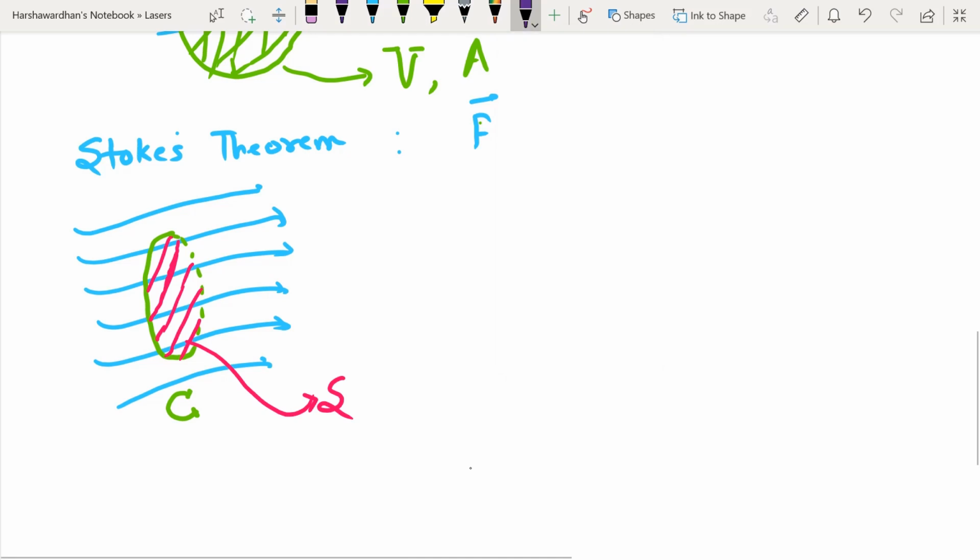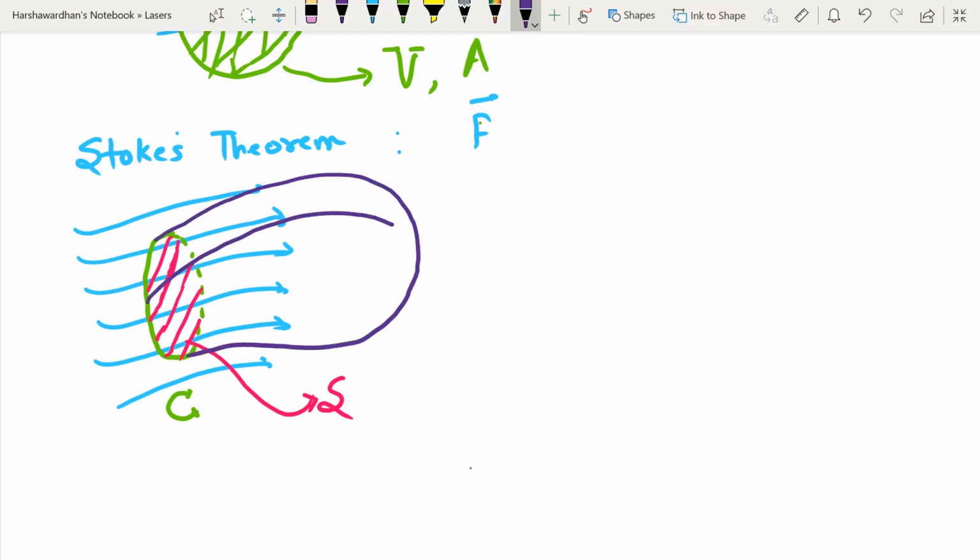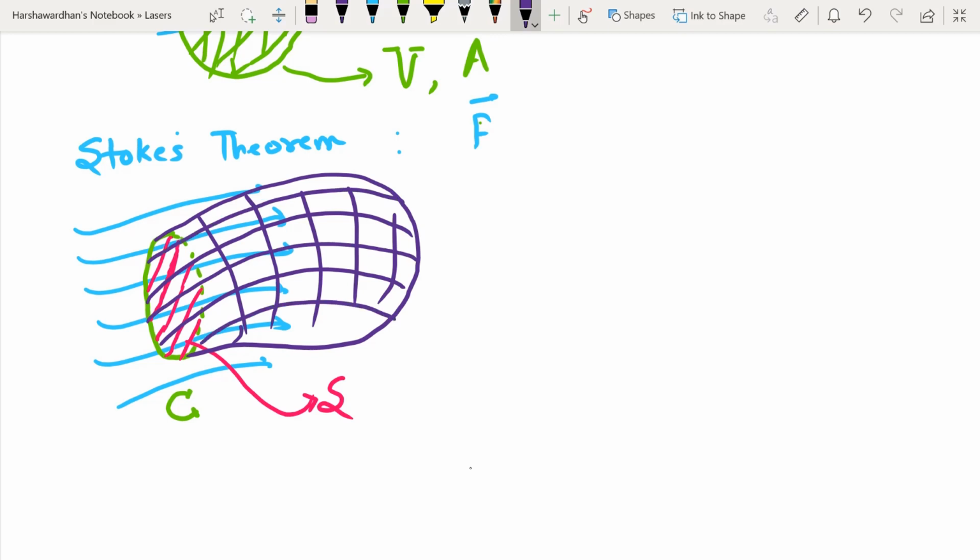For example, I could have drawn another surface whose boundary is exactly the same. So I could have drawn a surface like that, in such a way that its boundary is precisely the original loop C. So this could be another surface which also has the same boundary. So the surface in this situation is not unique, and usually it is taken depending on the symmetry of the problem. One can play around with the surface.